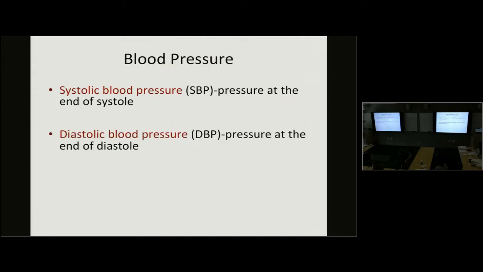Your systolic blood pressure is the measure of that pressure at the end of systole, when the heart is finished contracting. And diastolic blood pressure is what it is at the end, when the heart is in full relaxation and that ventricle is filling.